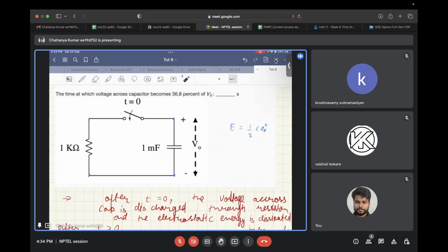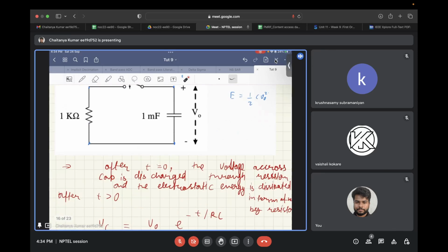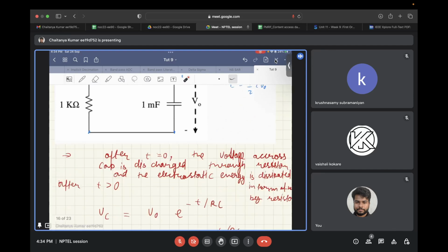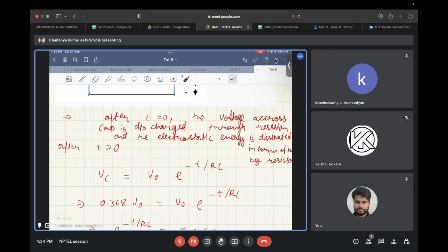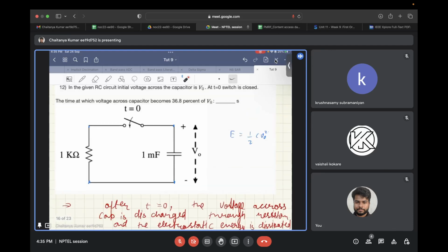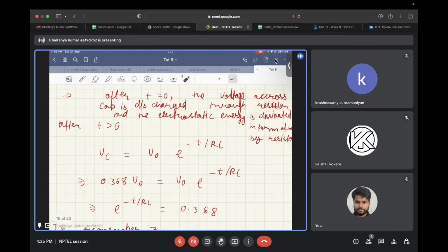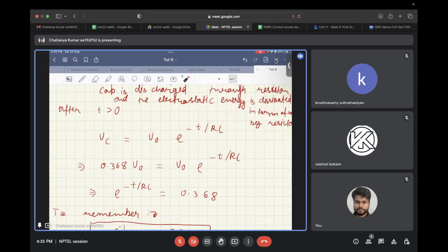Now, since this is a first order circuit, the voltage will decay at a rate equal to the initial voltage times the first order exponential, that is e to the power minus t by RC, where RC is the time constant. Now in the question, it's asked at what time the value drops to 36.8% of the initial value. So 0.368 times V naught is equal to V naught times e to the power minus t by RC. Hence, e to the power minus t by RC is equal to 0.368.